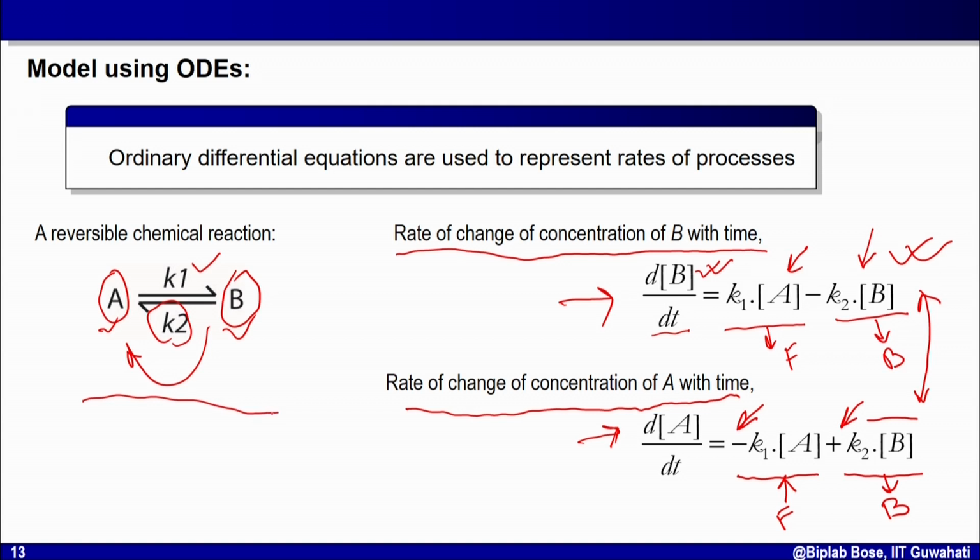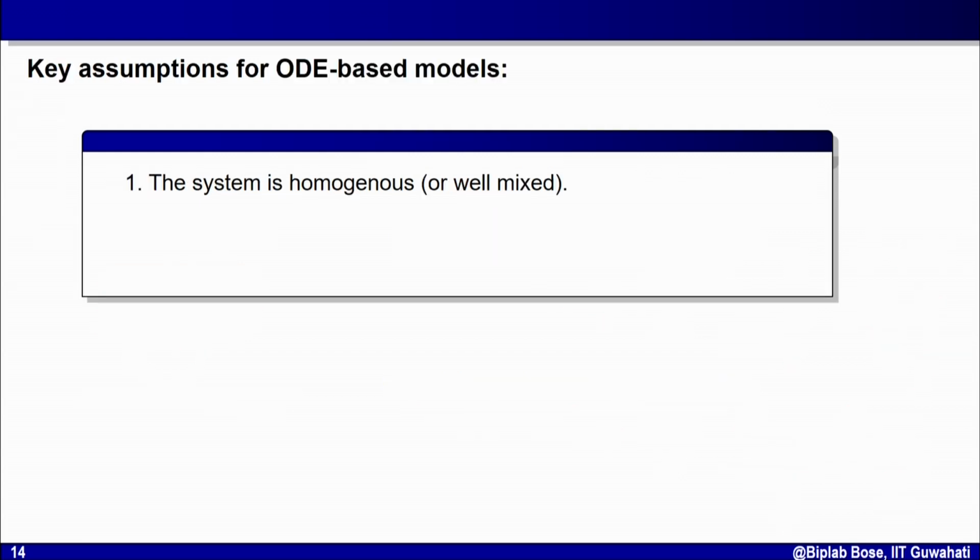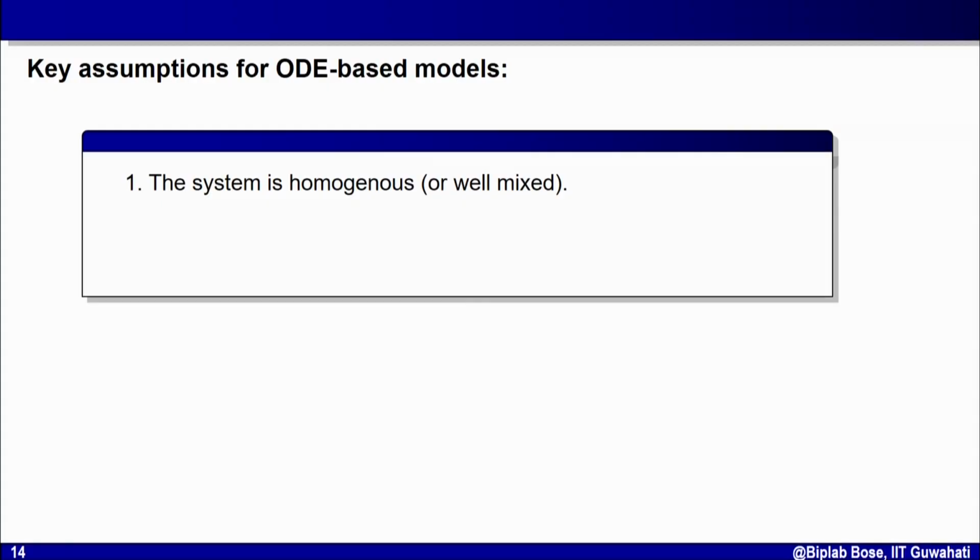And the ODEs written here are representing rate of the processes. Rate of formation of B, rate of formation of A. When we are creating mathematical models using ODE, we have to make some basic assumptions. And those two assumptions should always be met, otherwise we cannot create an ODE based model. The first criterion is that the system has to be homogeneous or well mixed.